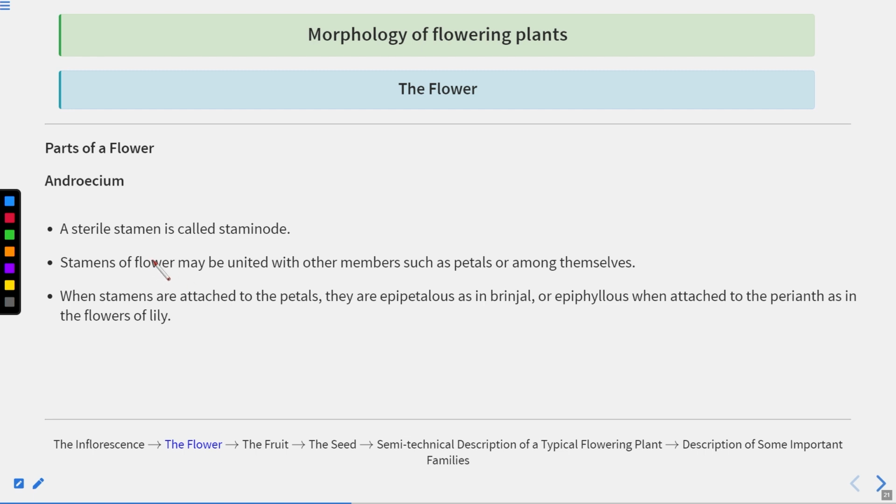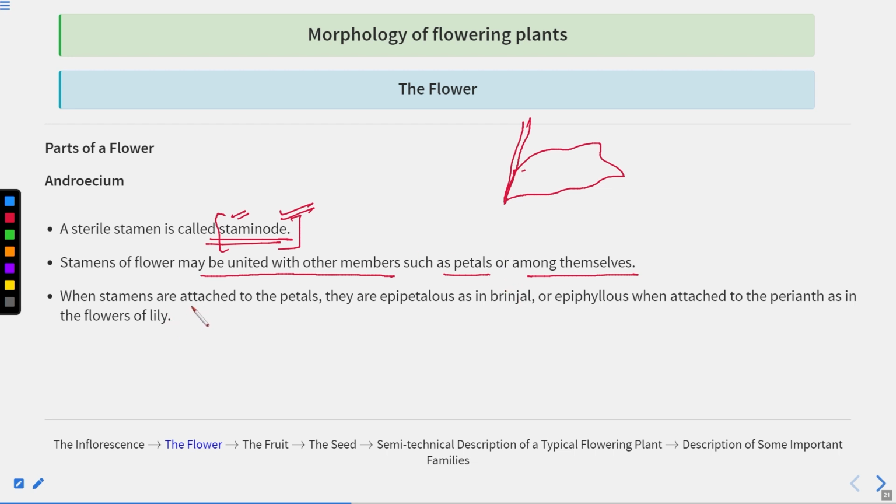A sterile stamen is called a staminode. Sometimes the stamens are not able to develop pollen grains, and in that case they are called staminodes. Stamens of a flower may be united with other members such as petals, or among themselves. Suppose these are the petals and the stamens are united with them. There is a joining of the petals and the androecium.